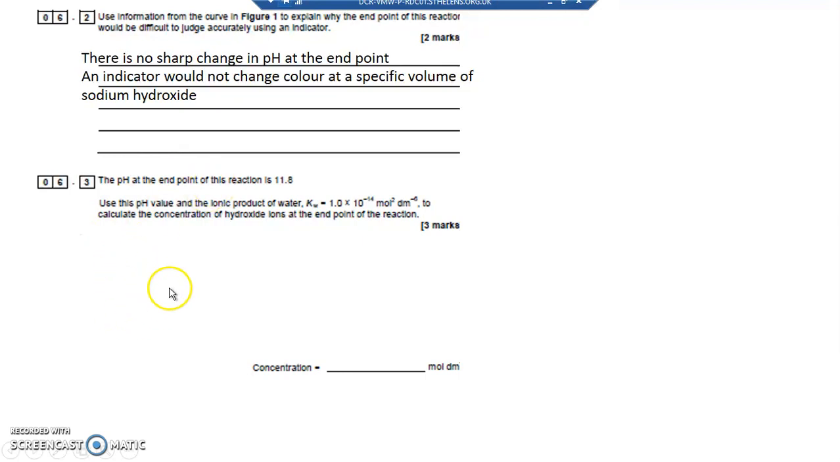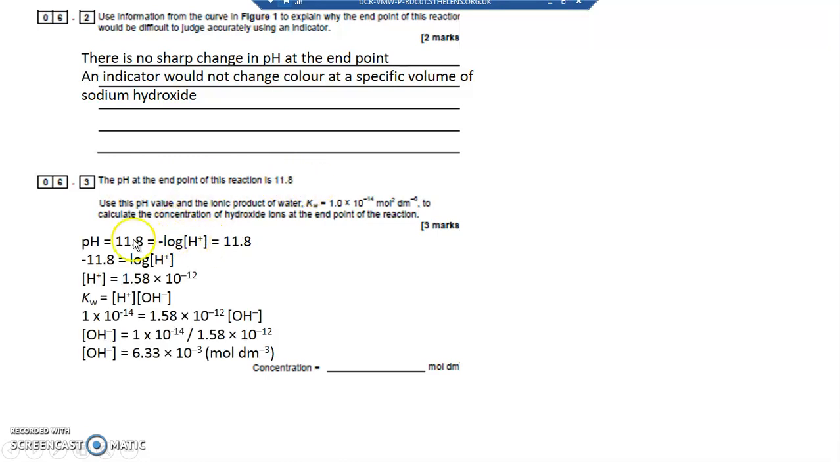The pH at the end point or equivalence point of this reaction is 11.8. Use this value. Kw equals the H+ concentration multiplied by the OH- concentration. That's what Kw equals. So 1 times 10 to the minus 14 is H+ concentration multiplied by OH- concentration. Use the pH value, 11.8. So first of all, let's go back a stage. pH is 11.8. pH equals minus log to the base 10 of hydrogen ion concentration. So 11.8 equals minus log to the base 10 of hydrogen ion concentration.